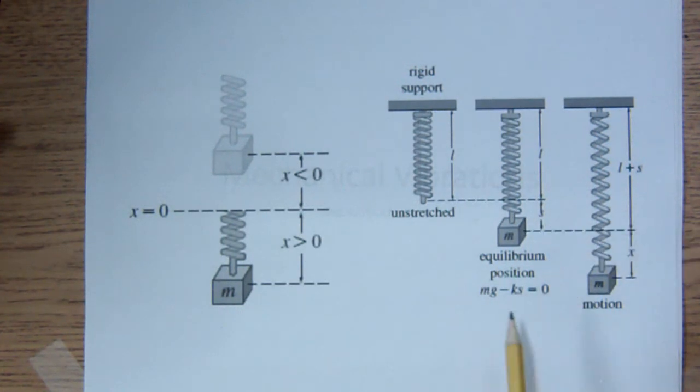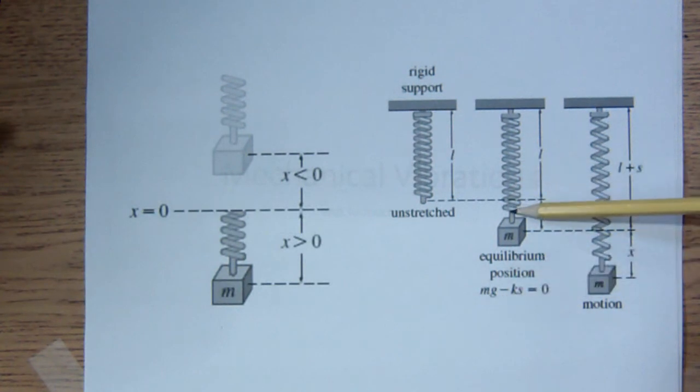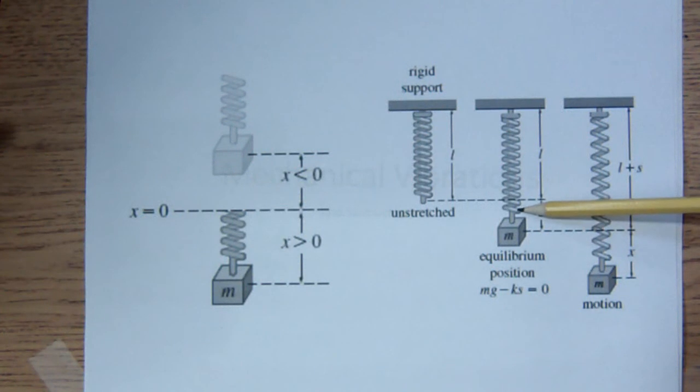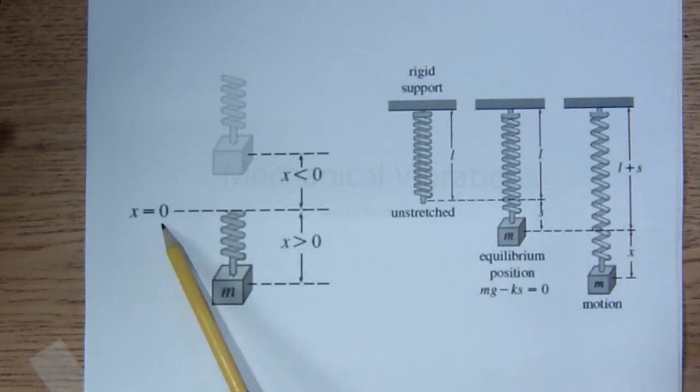And at that equilibrium position, the force down, which is the mass times the acceleration due to gravity, m times g, is exactly balanced by Hooke's law for springs, which says we have a spring constant times the distance that the spring is moved from its resting point, which was over there. And these two are exactly balanced because the mass is not moving, and that means that mg is equal to minus ks, where k is the spring constant. And now this equilibrium position will correspond to x equals 0.